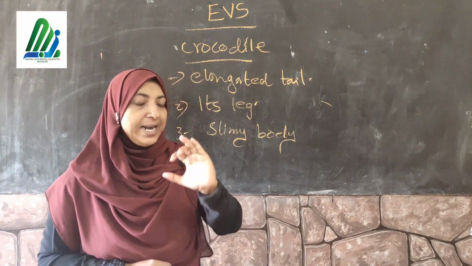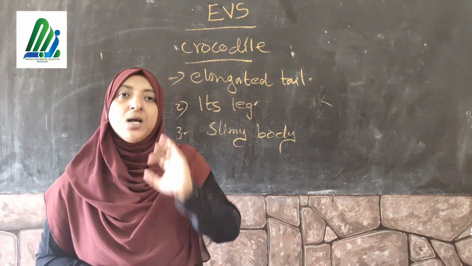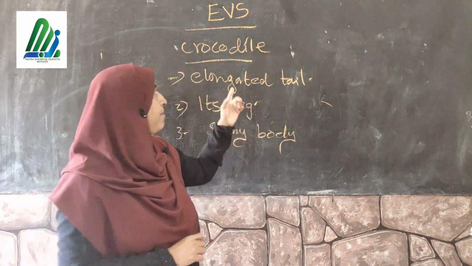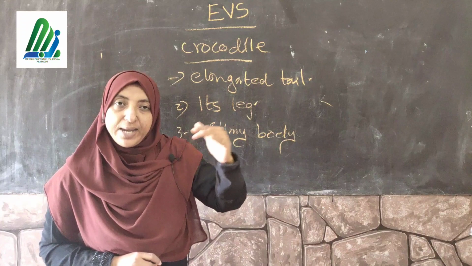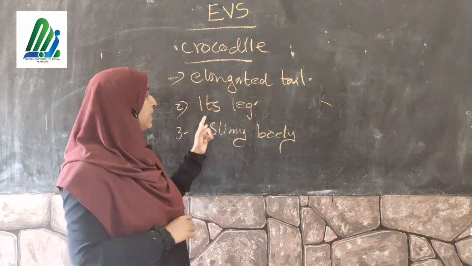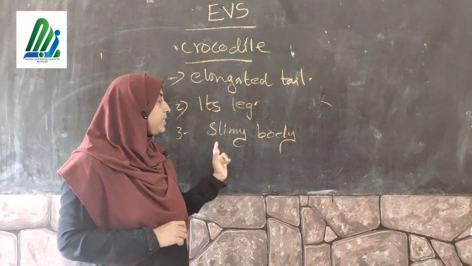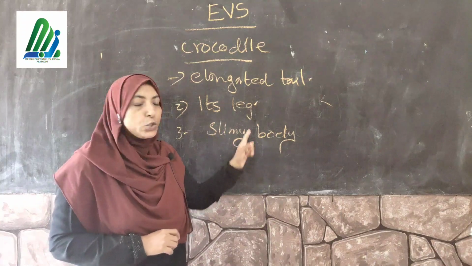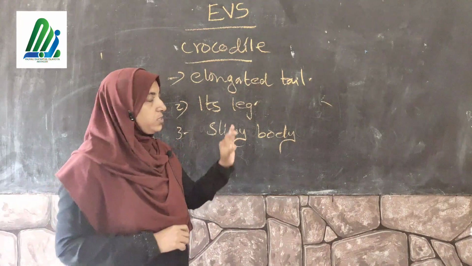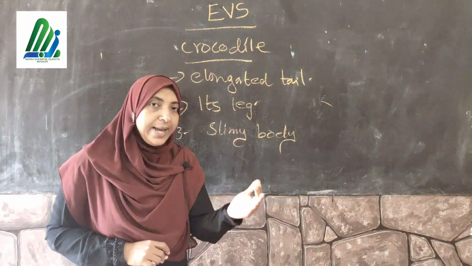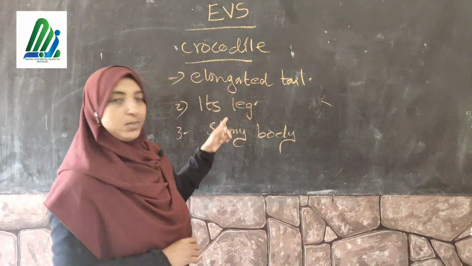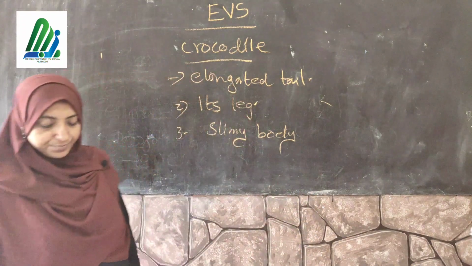So now you have studied the adaptations of two important creatures. First one duck and the second one crocodile. Crocodile adaptations, first one, its tail is very long, so we can say it has elongated tail. Second one, its leg. Then third one is slimy body. So these are the three important adaptations of a crocodile that help it to live both on land and in the water. Clear the point? Okay, then please write this in your notebook.